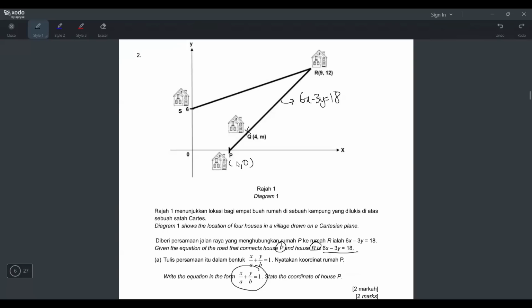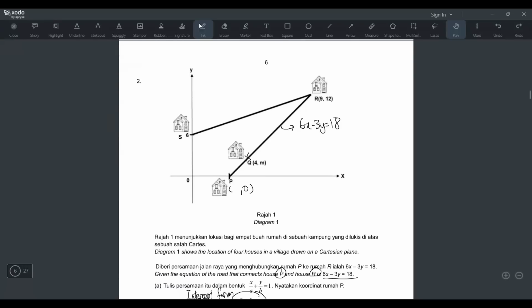Okay, I already told you how to find P just now, right? You just sub y equals 0 inside here, right? But what they want you to do first is write the equation in this form. Okay, what do we call this form? This is called intercept form, right? Intercept form. Okay, let me just write down all the forms that you learn in your syllabus.